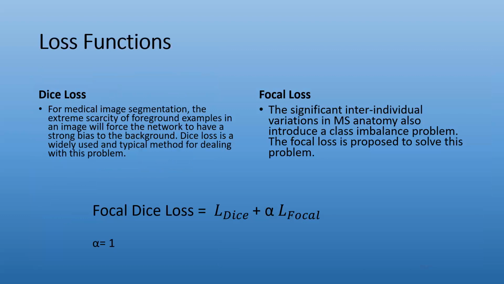If you remember from previous slides, the MS region is a minor percentage of the CT scan, and it results in a data imbalance problem between foreground and background. The mask region is generally a small portion of the image, and dice and focal losses are two very common ways to overcome this problem. We have used an equilibrated combination of these two losses, which is called focal dice loss.